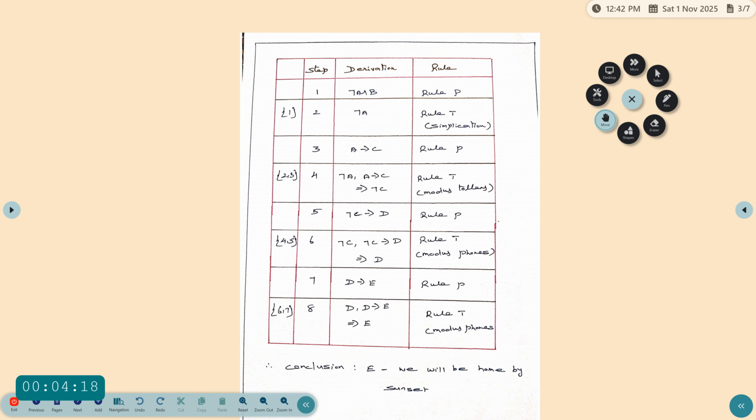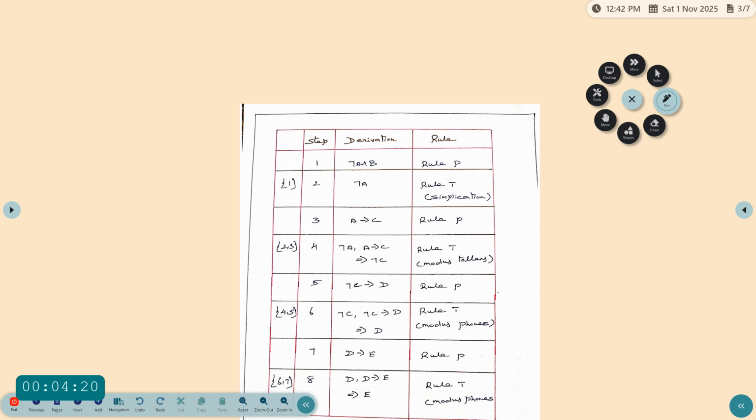First step, taking the first premise. What is the premise? Negation A and B is the first premise. Using the simplification law, we take either of the two terms, one term. From negation A and B, we take negation A. So negation A is derived from the first one.